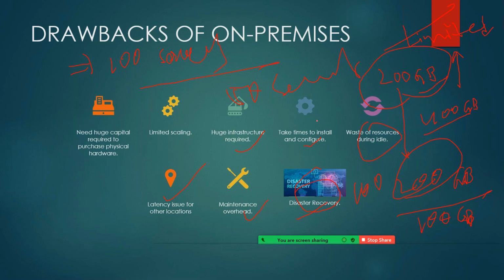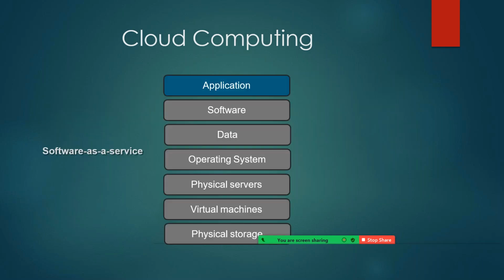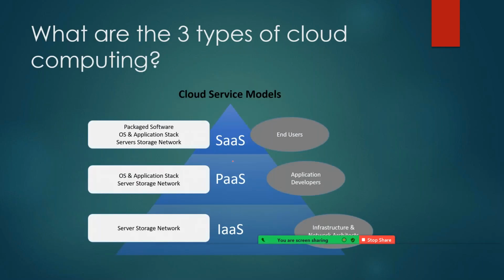So people are looking for the cloud. In the cloud, they will provide the infrastructure, security, software, hardware, operations, everything. That we call data centers. They will provide applications, software, data, operating systems, physical servers, virtual machines, and physical storage, completely. They will provide software as a service, platform as a service, and infrastructure as a service: for end users, application developers, infrastructure, and network, everything.